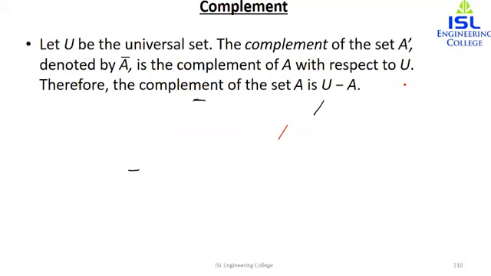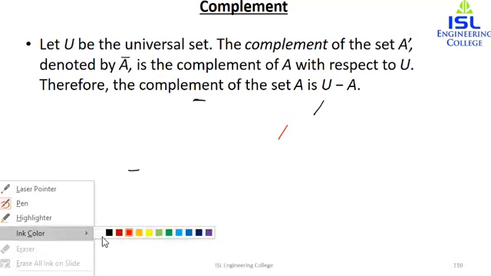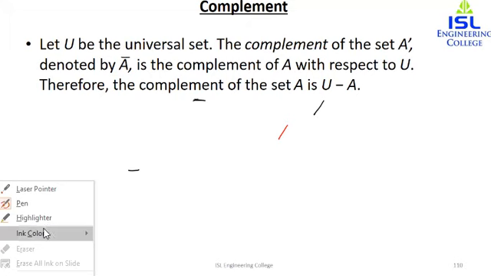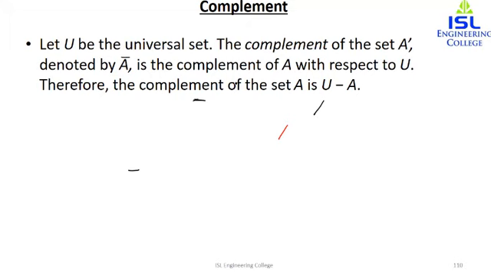Now, what do we mean by complement? Complement always involves the universal set. If we want to find the complement of a set, we are supposed to take the universal set. The complement of the set A is denoted by A bar. It is the complement of A with respect to U. Therefore, the complement of the set A is U minus A.